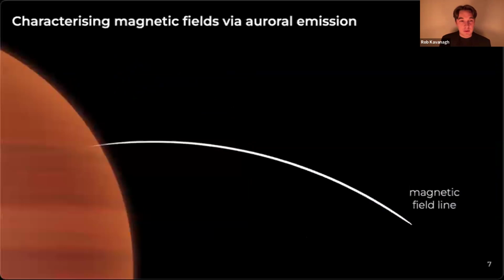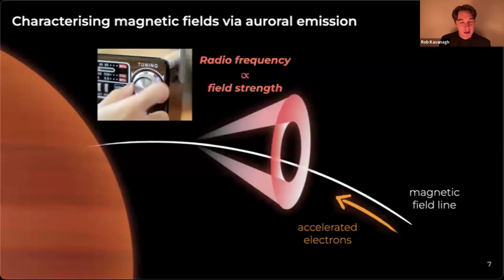Zooming in on this kind of electron acceleration mechanism a little bit more, for simplicity, we can refer to this as auroral radio emission. We have a magnetic field line, and then we have the planet on the left-hand side, and something accelerates the electrons. We don't really care what it is; it doesn't really matter for right now. And so this produces radio emission.